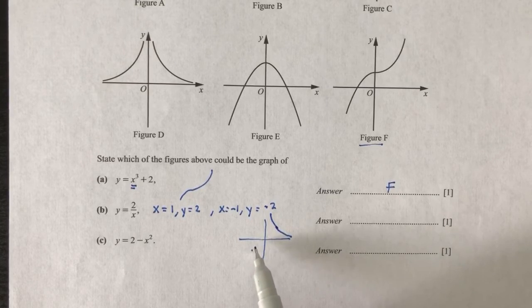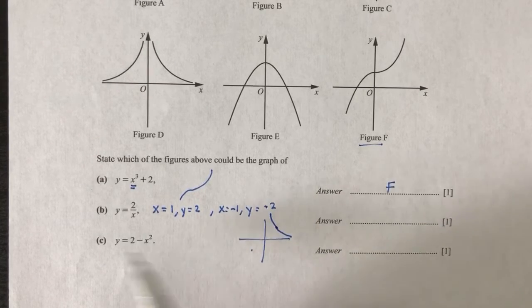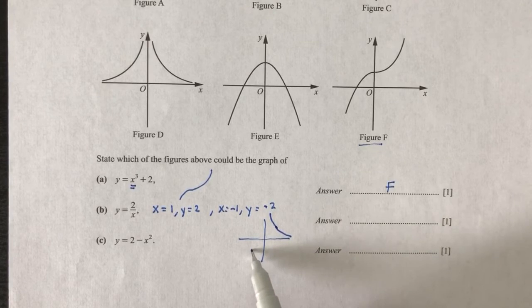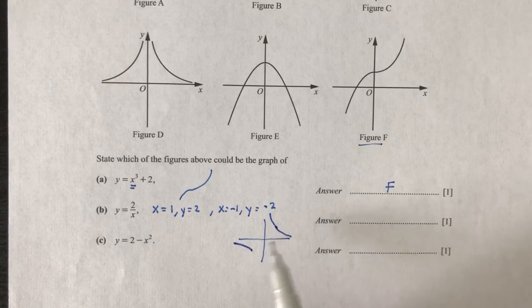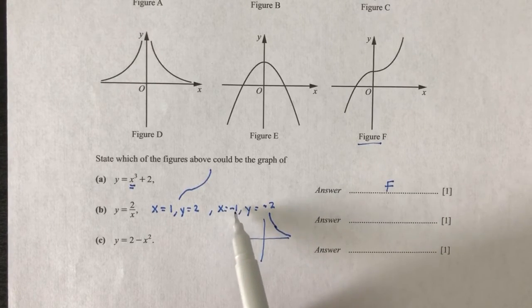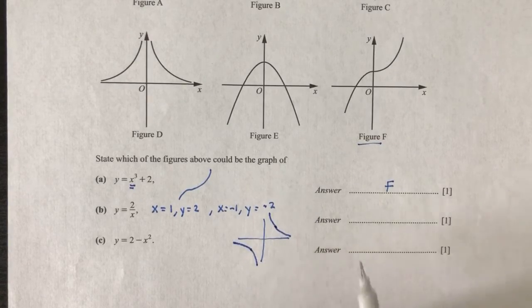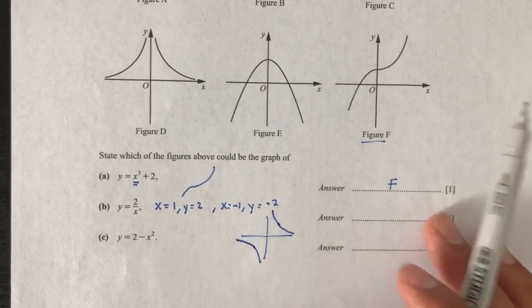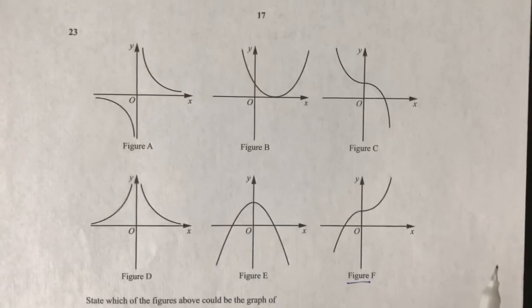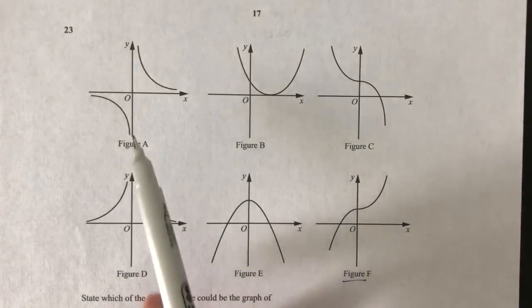If we decrease the value of x to this side, y will become close to 0. And if we decrease the value further, it will go up. So the shape will look like this for this graph. So let's have a look which one looks like this graph. It will be this one, figure A.